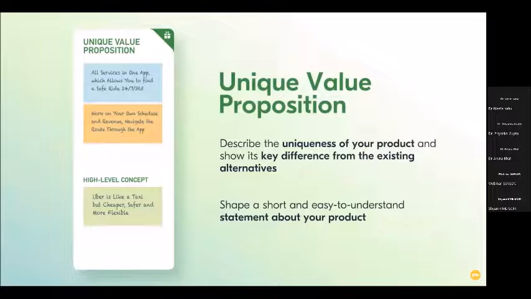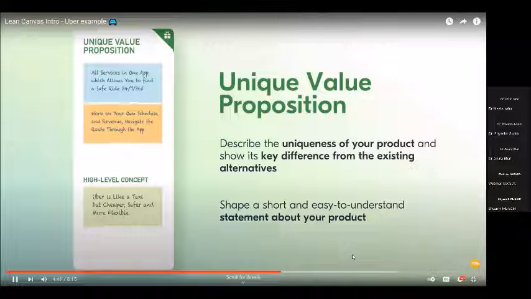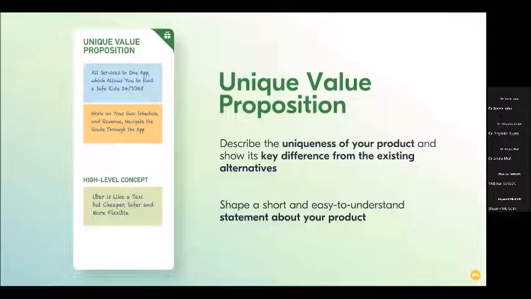It's no accident that the unique value proposition box takes the central part of the lean canvas. The unique value proposition is a brief message which is meant to attract customers' attention. You need to describe the uniqueness of your product and show its key difference from the existing alternatives. Uber attracts customers not only with its speed and low price, but also a package of services in one app, which allows you to find a safe ride 24/7, 365. Drivers, in turn, opt for Uber as they can work on their own schedule, manage their revenue, navigate the route through the app, and forget about taxi license issues.